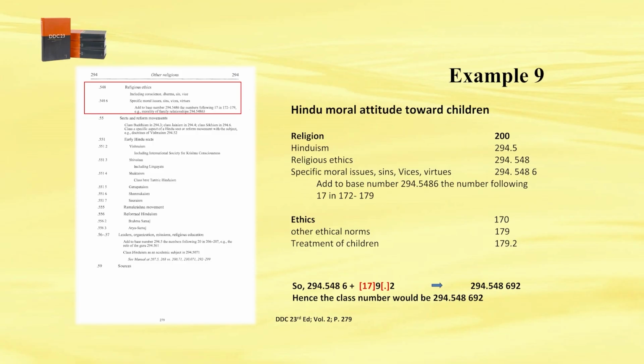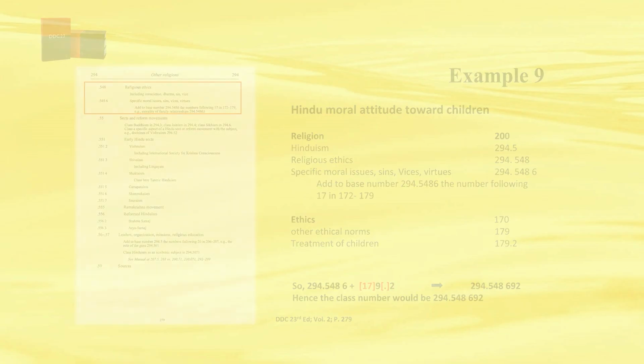294.548692. You may have a question about where the dot for 179.2 went. We removed it because we have already used a dot after 294, so another dot is not required, as Dewey has instructed us to use only a single dot in any class number, if required and if it is more than 3 digits. So here is a last example.